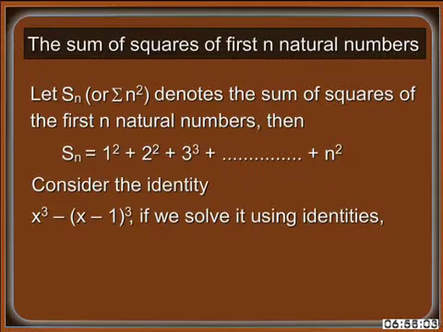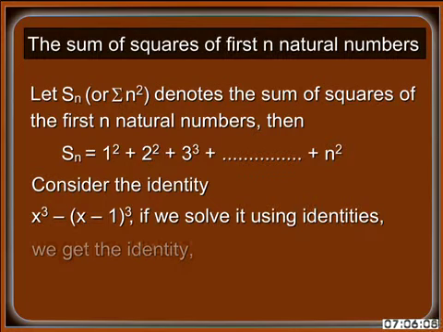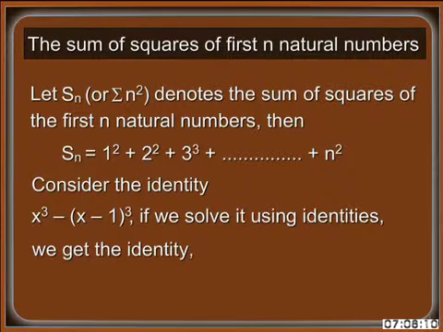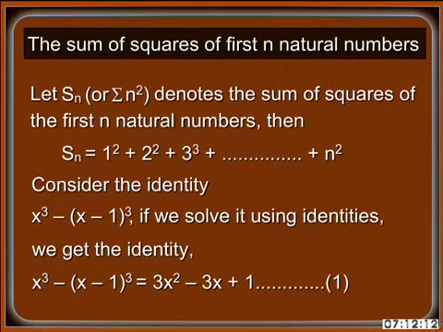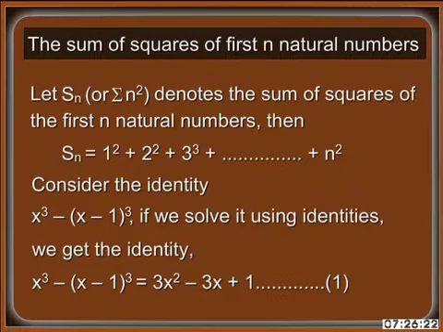Consider the identity x raised to the power 3 minus x minus 1 whole raised to the power 3. Using identities, we get x raised to the power 3 minus x minus 1 whole raised to the power 3 is equal to 3 into x square minus 3 into x plus 1. Let this be equation number 1.